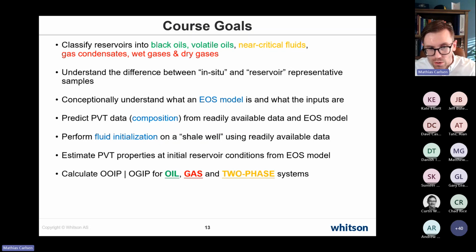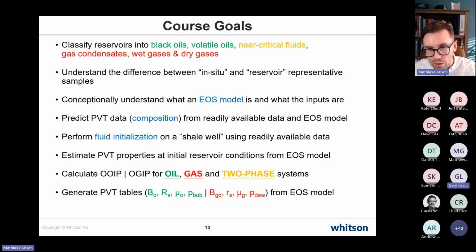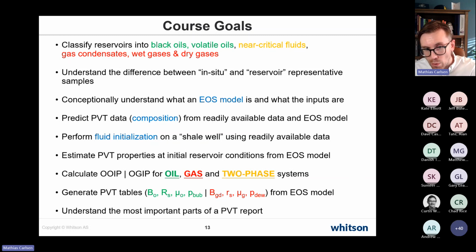We're going to use this in some simple calculation exercises where we calculate oil in place and gas in place for different fluid systems, whether those are oil and gas systems or even two-phase saturated systems, and also show you how you can automatically generate the tables and understand the most important parts of a PVT report. So there's a lot of things to cover, but I feel really confident that we can get through most of this today. Whether you have done a lot of PVT in the past, or none of it, I'm sure there will be something for all of you to pick up today.